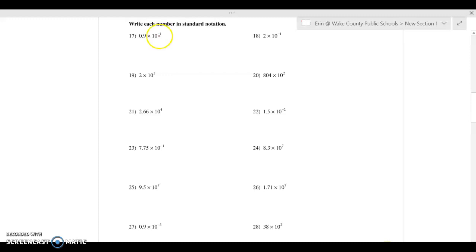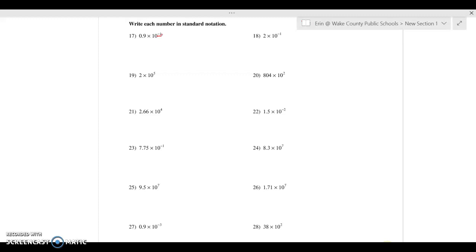So for 17, that negative 1 exponent. So this is where, again, it gets confusing. Am I moving it left? Am I moving it right? And I get confused even as a teacher of this stuff. How am I supposed to move it left or right? I get all those rules mixed up.